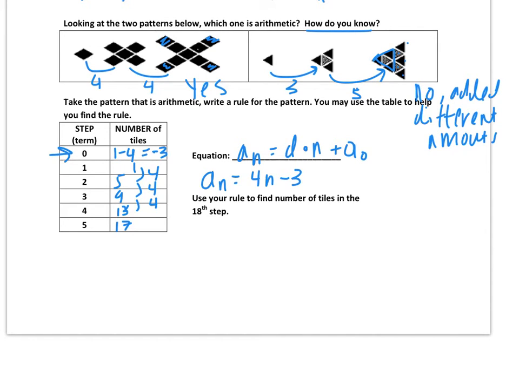Use your rule to find the number of tiles in the 18th step. Just like we were doing with those rules on the first page, we want the 18th term, so a to the 18th equals 4 times 18 minus 3. We just plug in 18 for this n and this n. So a to the 18th equals, and just type that in your calculator, and we should get 69.